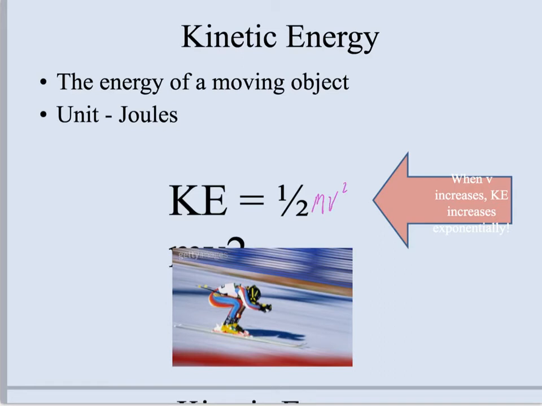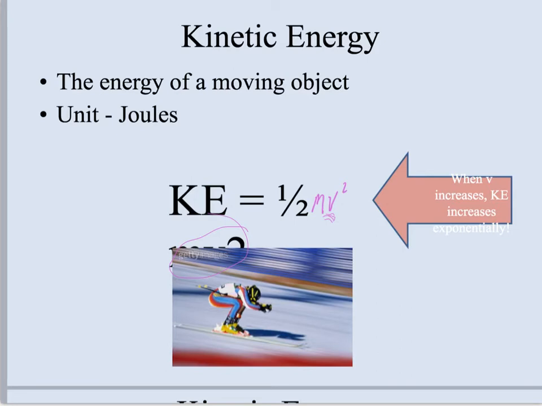So covered up here is mv squared. So kinetic energy is 1/2 mv squared. And that's the energy of motion. So you'll notice that it is definitely speed dependent because the v is squared here.